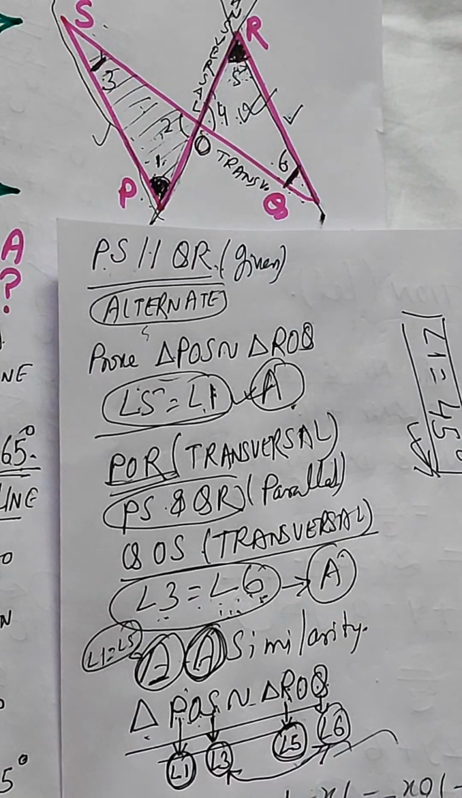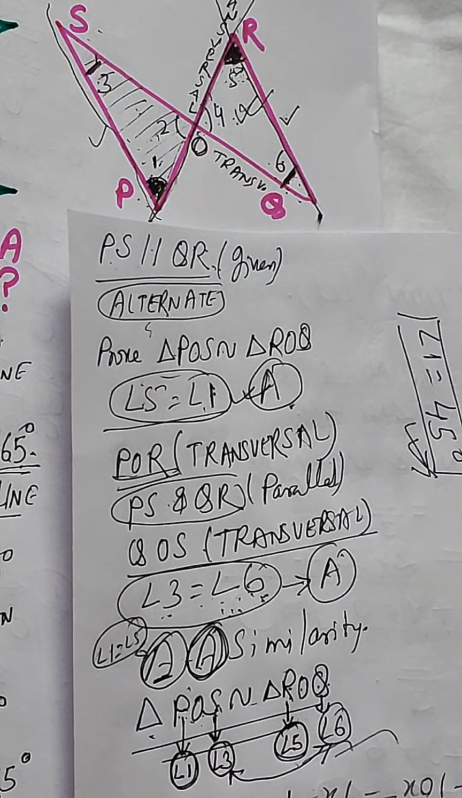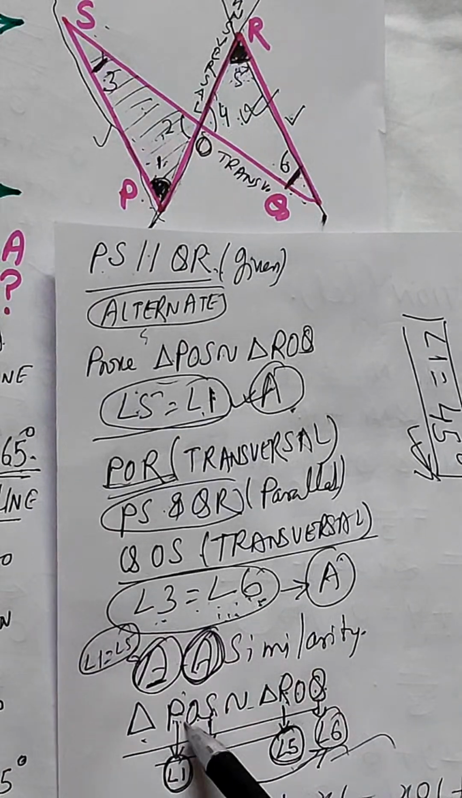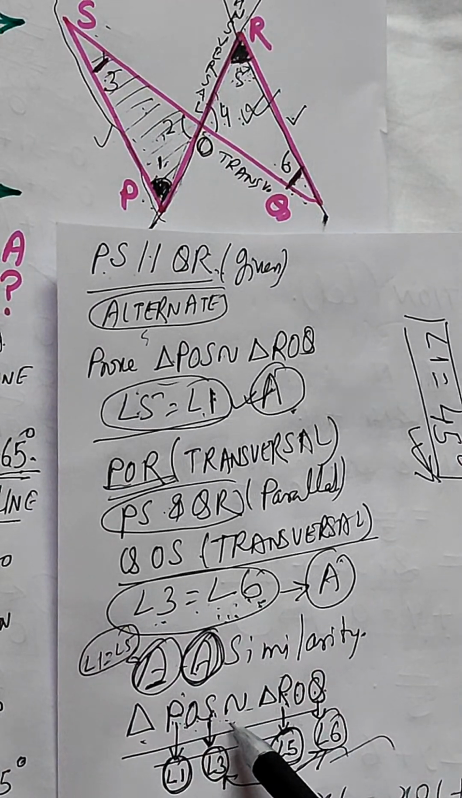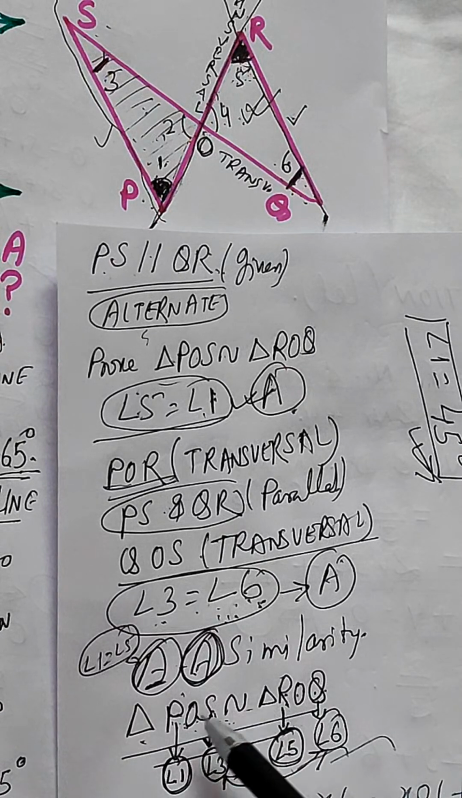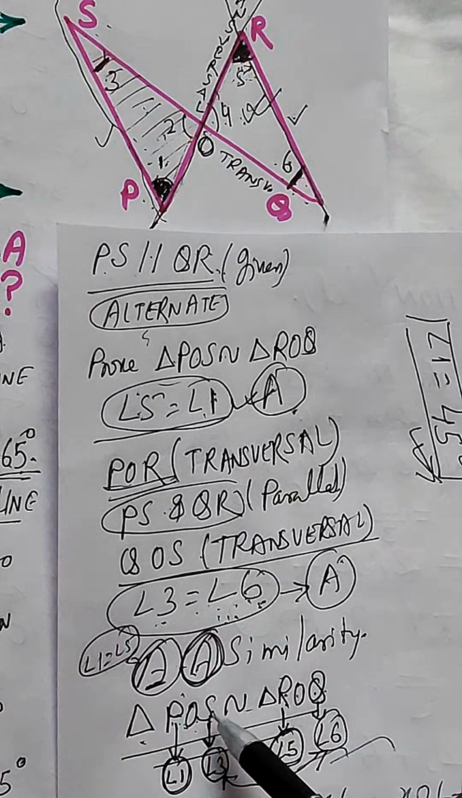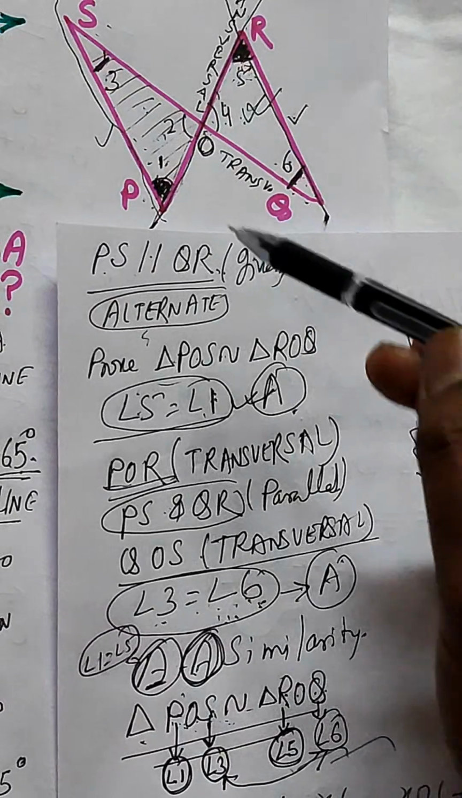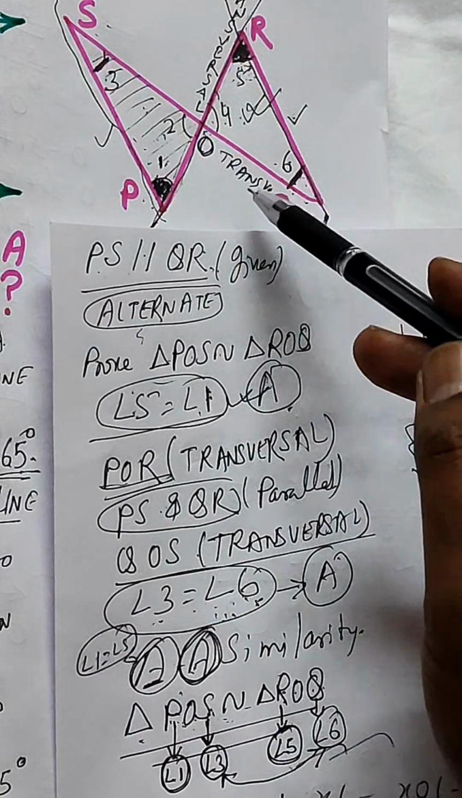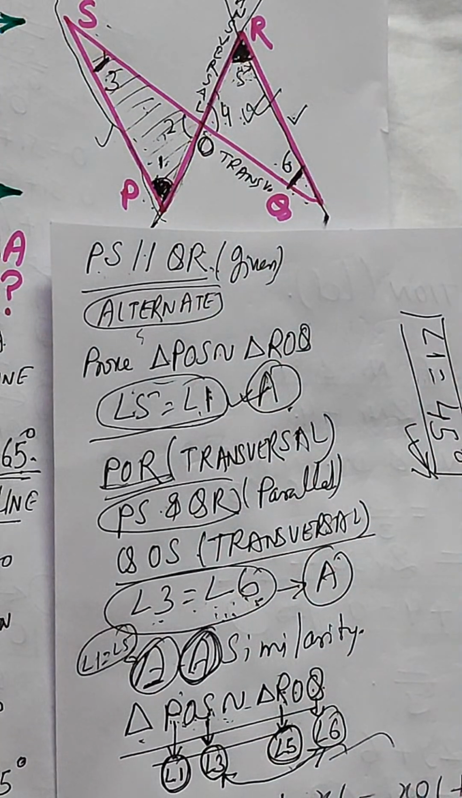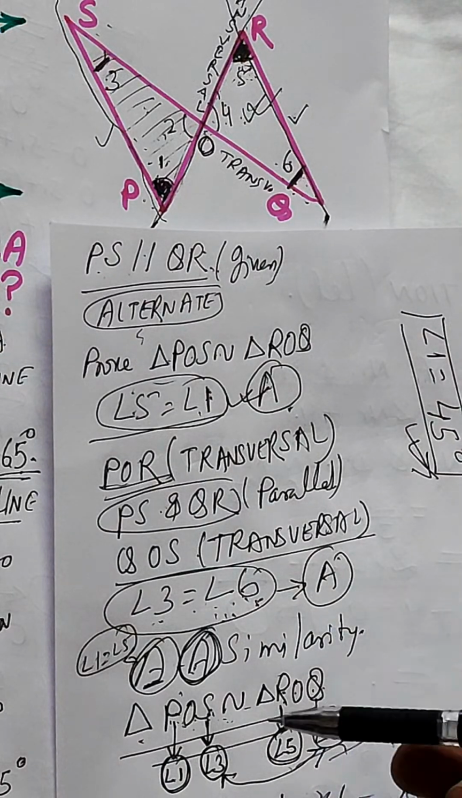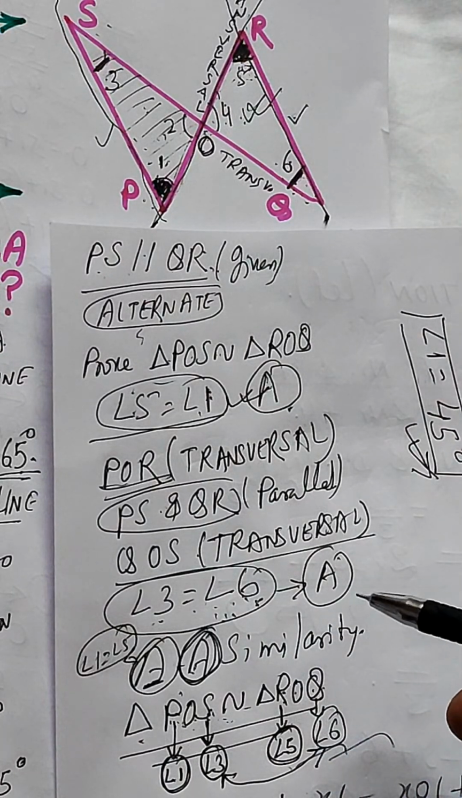Students, make it very clear that in similarity, the sequence of the alphabet should be taken in the same, correct manner. Then only you will be able to prove the similarity of two triangles, and you can use the similarity criteria to solve your question and to prove a statement, right?